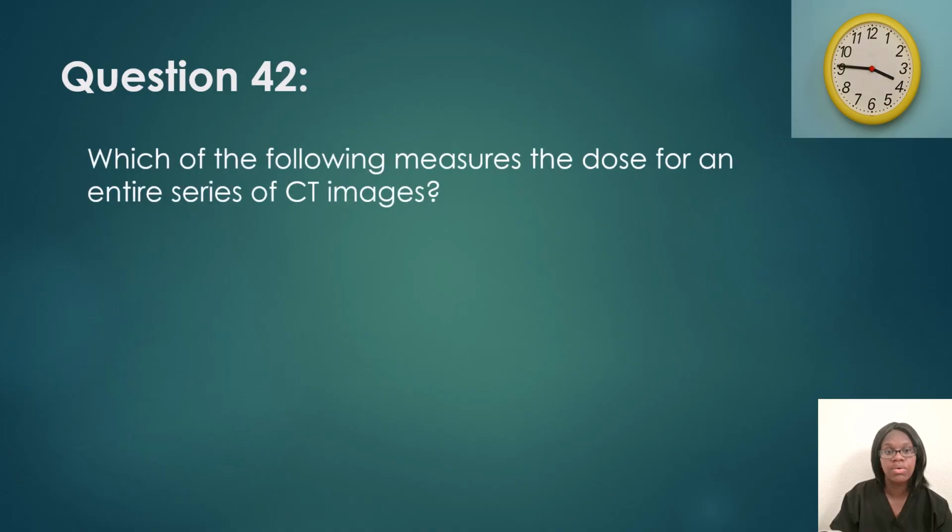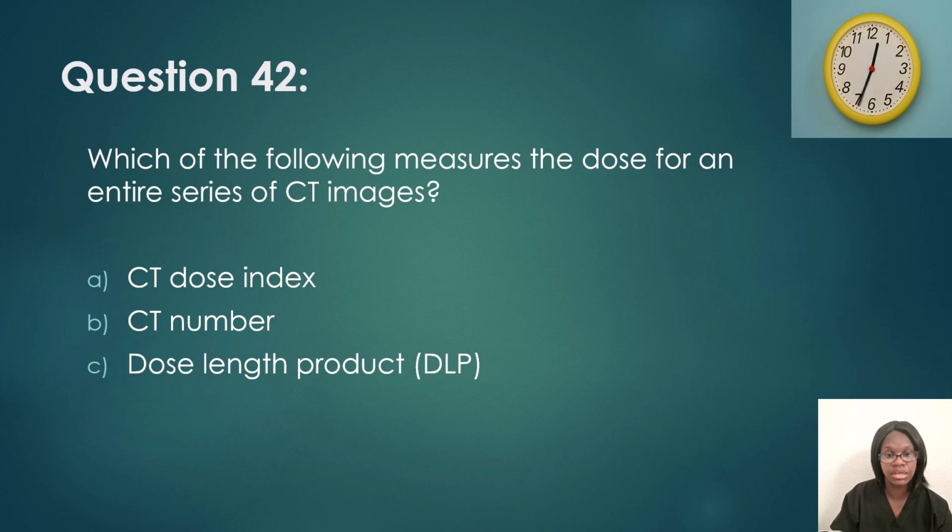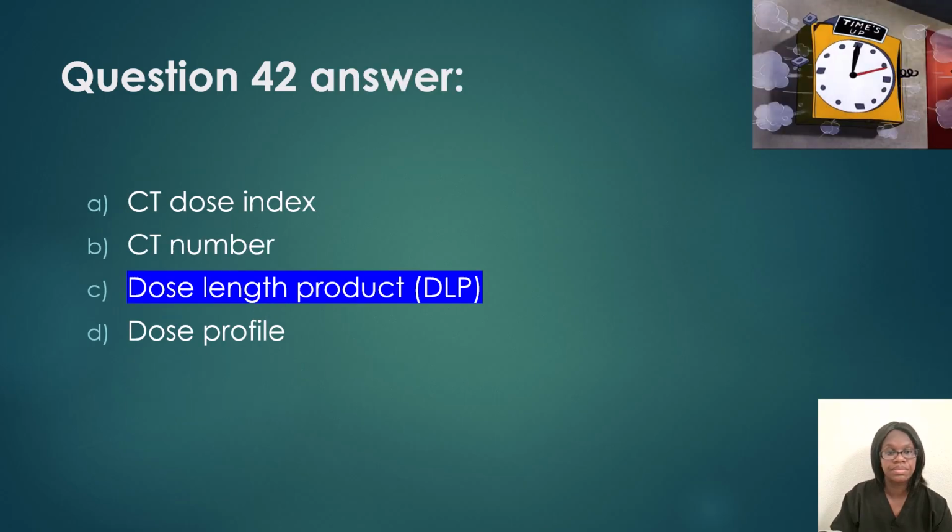Question 42. Which of the following measures the dose for an entire series of CT images? A, CT dose index, B, CT number, C, dose length product, D, dose profile. All right, the correct answer is C, dose length product.